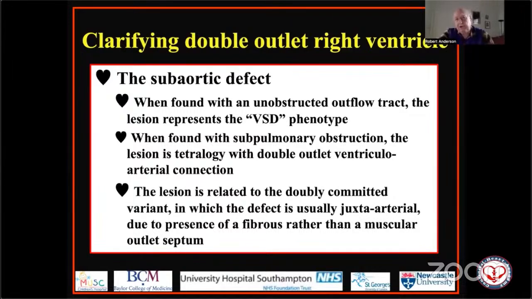So Diane is now going to show you a lovely example of double outlet right ventricle with a doubly committed defect, which is also juxta-arterial. And she's going to show you how very frequently that lesion can move towards double outlet left ventricle. And indeed, in many instances, it's now described as double outlet both ventricles.